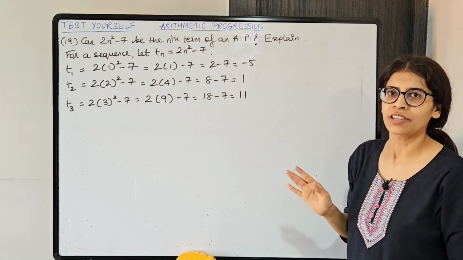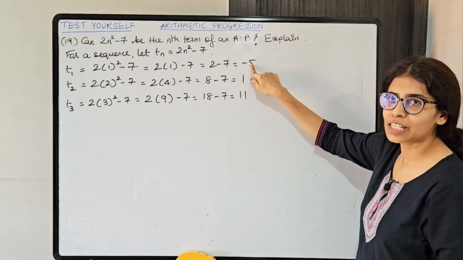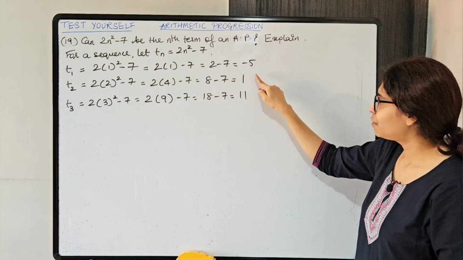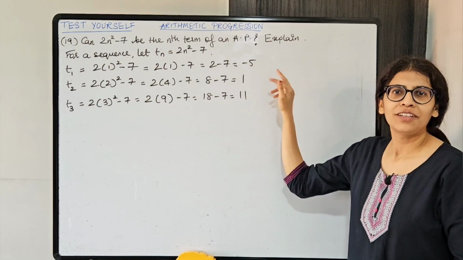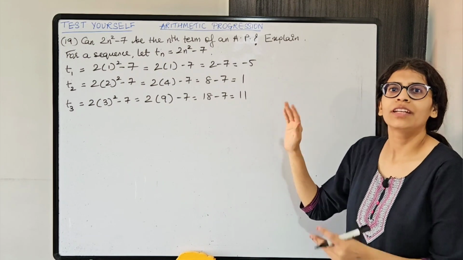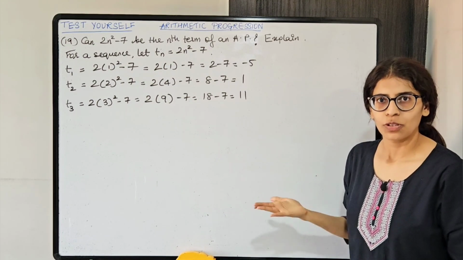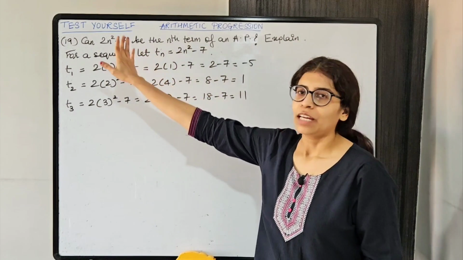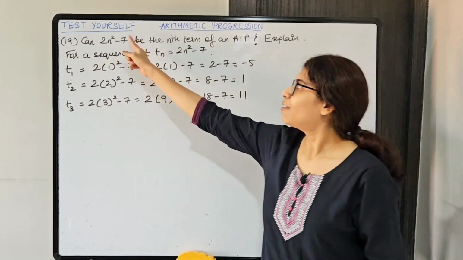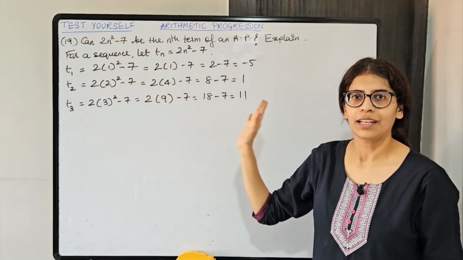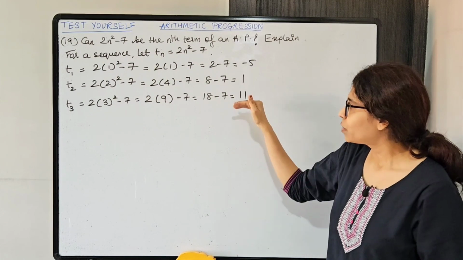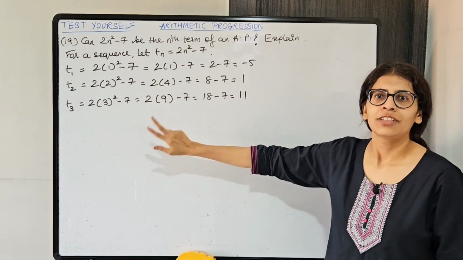Okay, here only you can say that it is not an AP because the difference between the consecutive terms is not same. 1 minus minus 5 will give 6 and 11 minus 1 is 10. So the difference is not same, therefore it is not an AP. Okay, तो nth term cannot be 2n square minus 7. ये valid ही नहीं है for forming an AP. Okay, so यहीं से you can stop. You don't need to find out the next 2 terms.